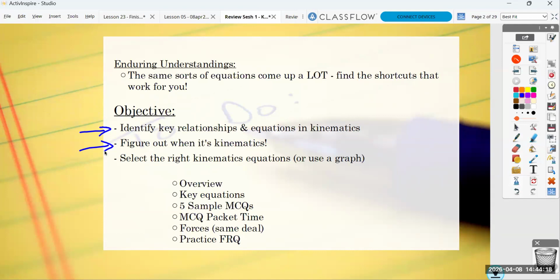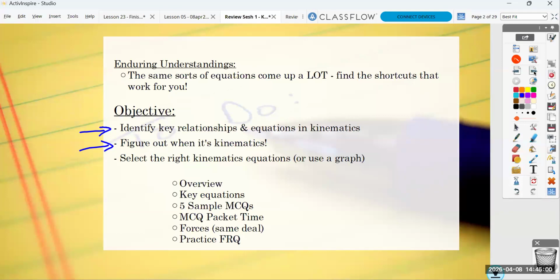What are the clues we're looking for to find out what kind of approach we should be taking? And then thinking a little bit about some of the stuff we may have forgotten from all the way back there. So we'll go through some key equations, a couple sample multiple choice questions. Ideally, we would give you some time to work on your packet, but unfortunately, the packets are still at the printer. And then we have a little practice FRQ, which is going to cover some of the things that we have been looking at in forces and kinematics, and give us an opportunity to look at what they're going to ask us to do on the exam and reorient towards maybe more exam focus.